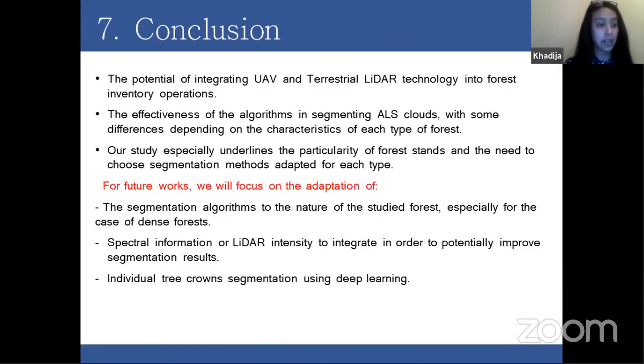To conclude, we can say that the study affirms the potential of integrating UAV and terrestrial laser scanning in forest inventory operations. It gives advantages in terms of cost and time reduction. The results obtained demonstrated the effectiveness of the algorithms in segmenting point clouds, with some differences depending on the type of forest. For future work, we will focus on the adaptation of the segmentation algorithm to the nature of the studied forest, especially in the case of dense forests. Spectral information or light intensity could be integrated to potentially improve segmentation results, and individual tree crown segmentation using deep learning.